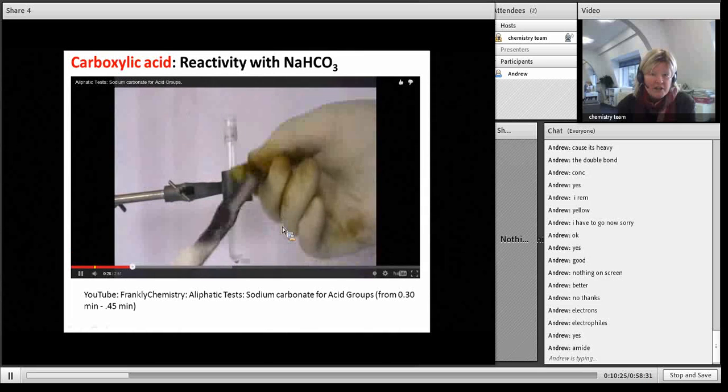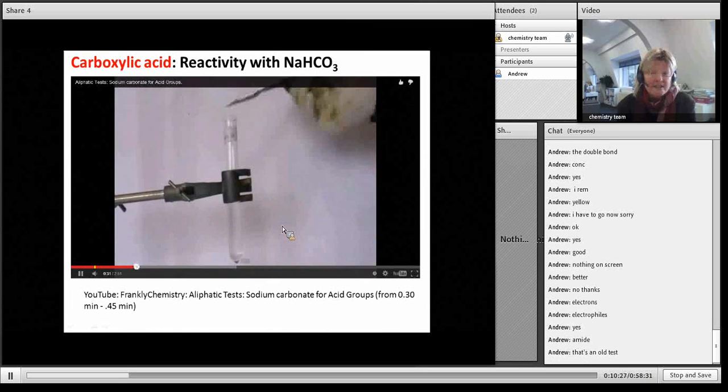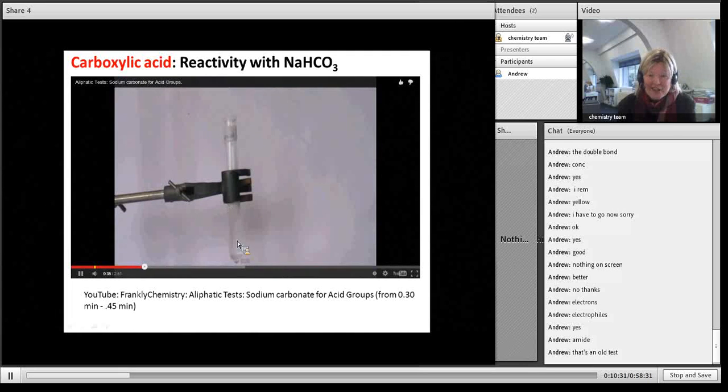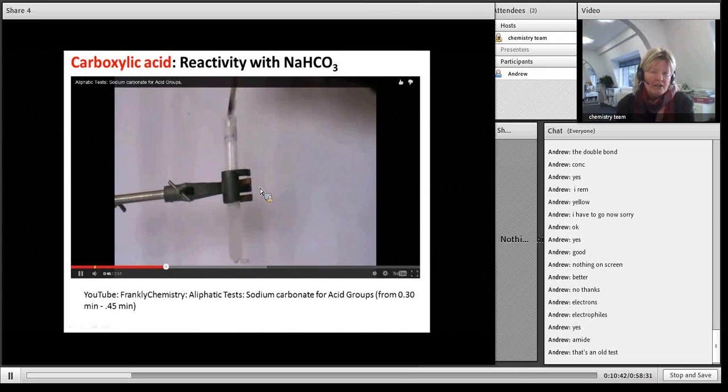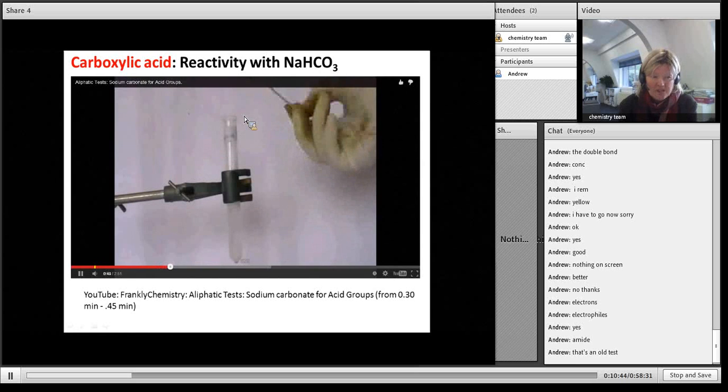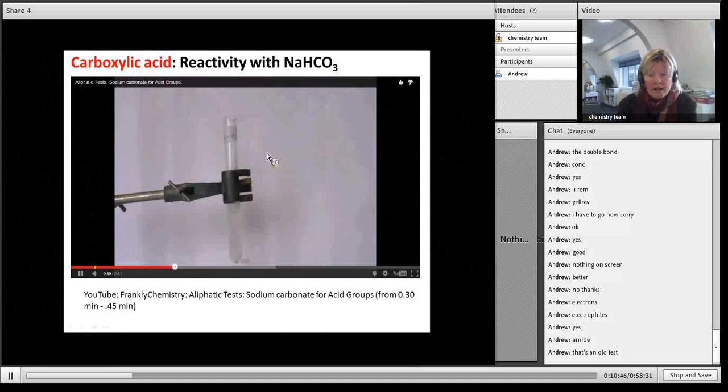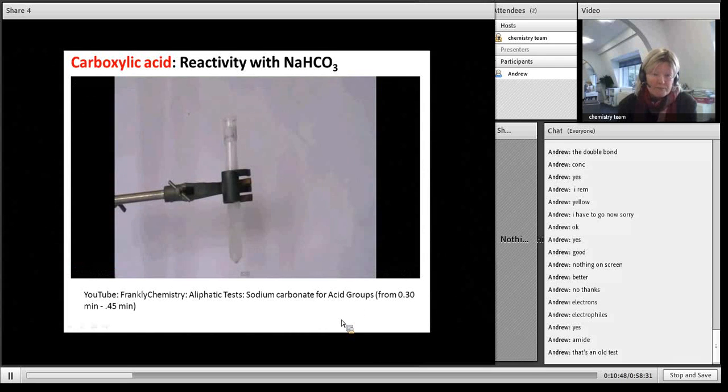Now he's adding the carbonate in. It's an old test, yes, but it's a goodie. Now you can't really see the bubbles over there. It wasn't that well shown there, but there are the bubbles, and he's going to show now a lighted splint. The flame went out because carbon dioxide doesn't support combustion. So it's a good one to know.